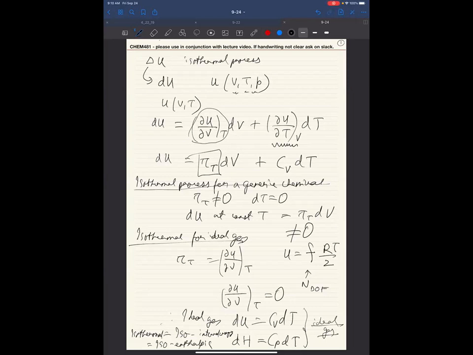Okay. Can you go in again how for the ideal gas, they're isoenthalpic?